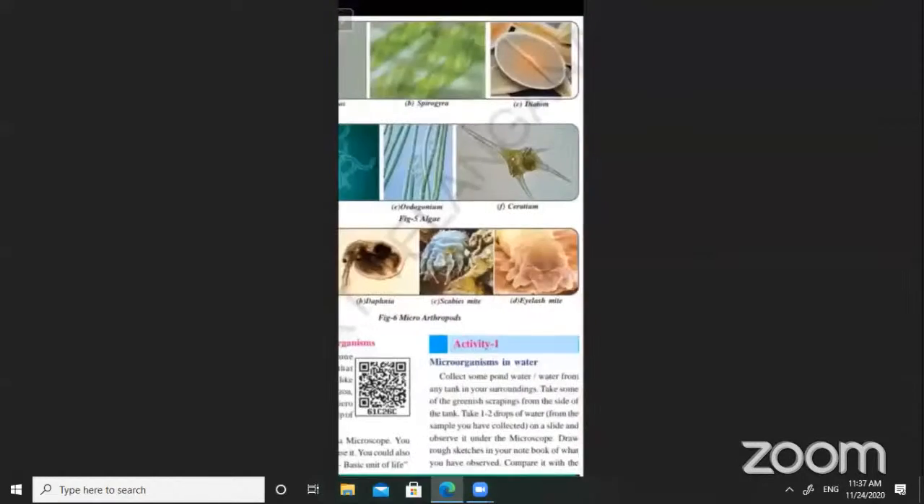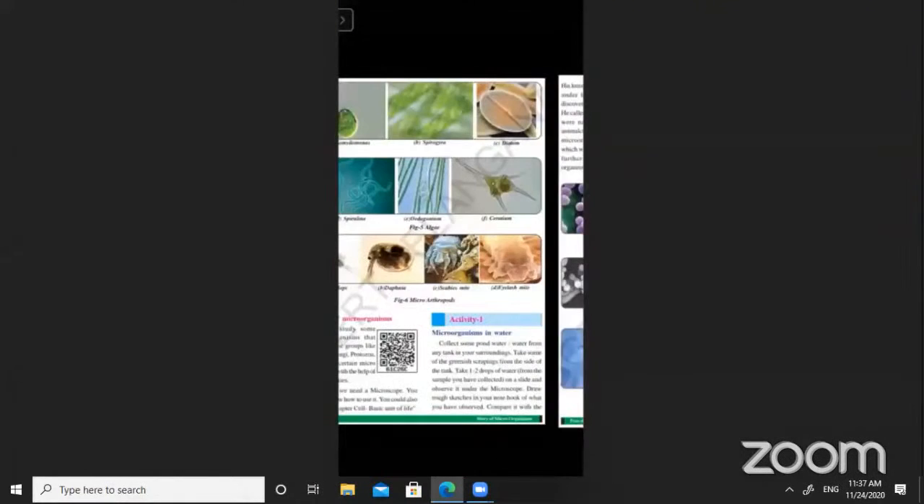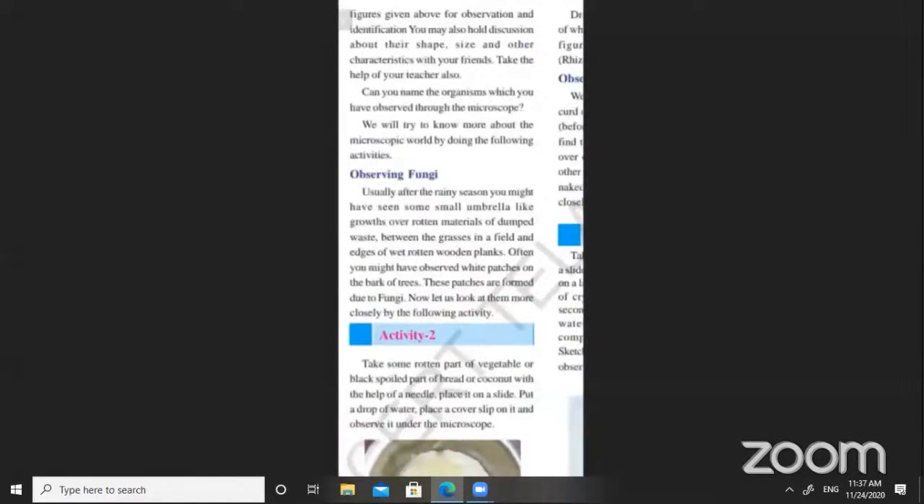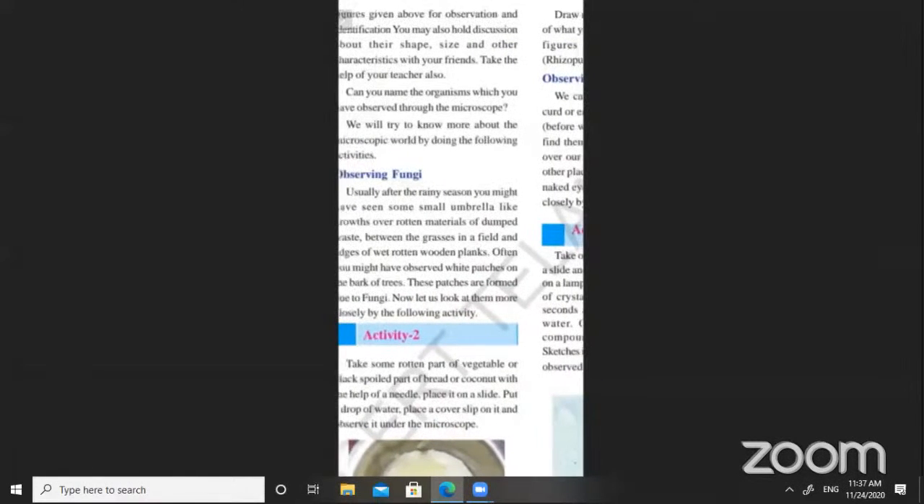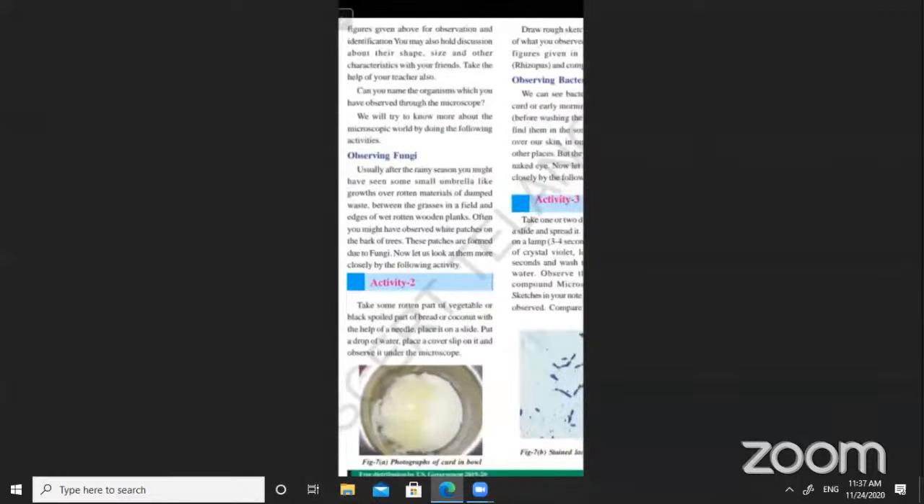Compare it with the figures given above for observation and identification. You may also hold a discussion about their shape, size, and other characteristics with your friends. Take your teacher's help also. Form groups with your friends and observe, and discuss their shape, size, and other characteristics with your friends and teacher.